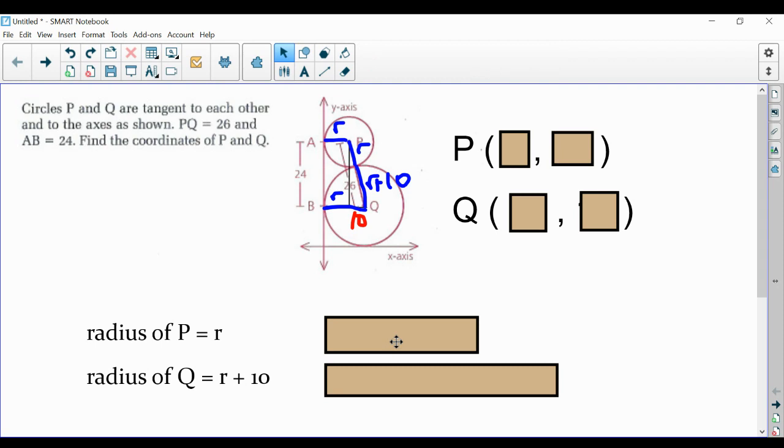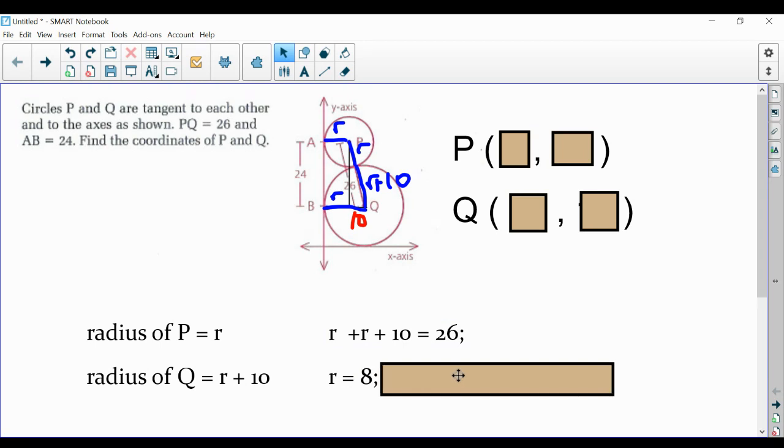So I can use that equation to solve for R. R plus R plus 10 is 26. If I solve that, that means that R is 8. The radius of circle P is 8. And not only is the radius of circle P 8, but the question is asking for coordinates. That's how far along the x-axis I have to go. So I know that the x-coordinate of P is 8.